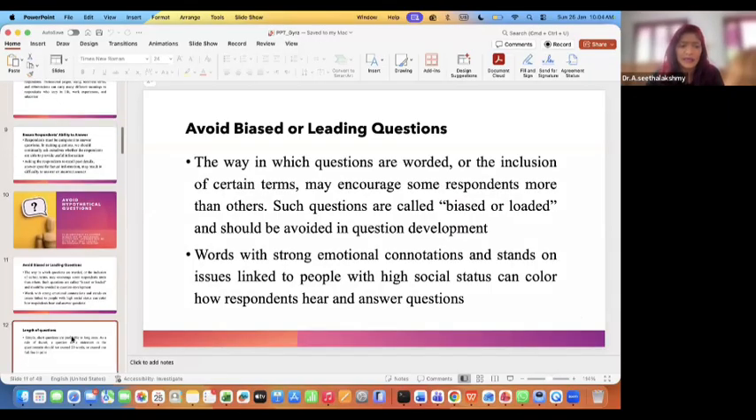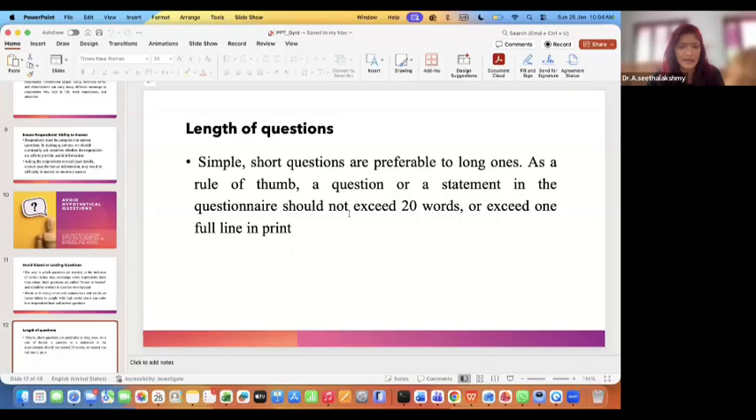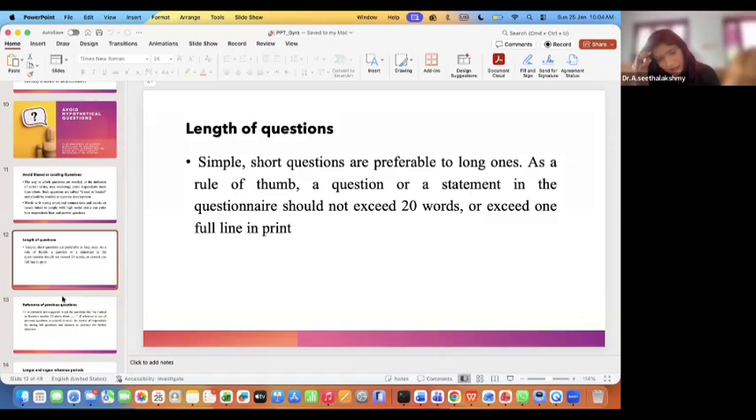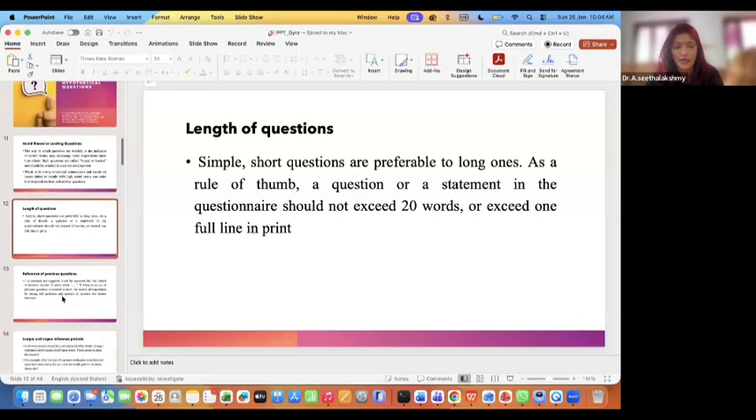Another point is the length. As I said, it should be limited to one line, please. Generally we say 20 words or within a line. When you print that, it should be within a line. Don't go for two lines.